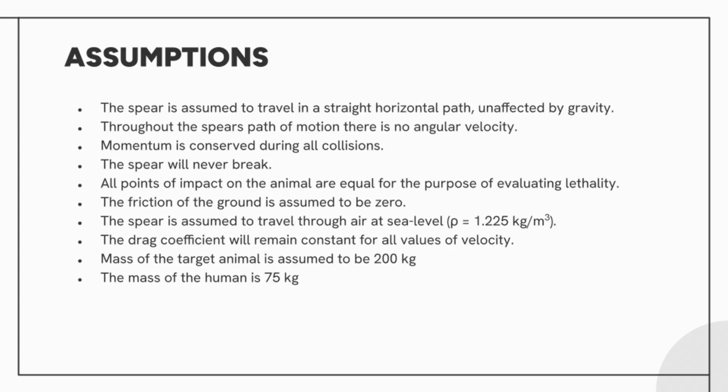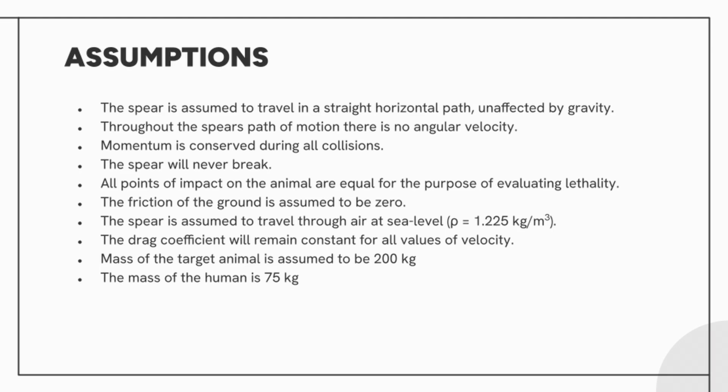Our key assumptions include that the spear is assumed to travel in a straight horizontal path, unaffected by gravity. Throughout the spear's path of motion, there is no angular velocity acting upon it. The momentum is conserved during all collisions. The spear will never break. All points of impact on the animal are equal for the purpose of evaluating lethality. The friction of the ground is assumed to be zero.